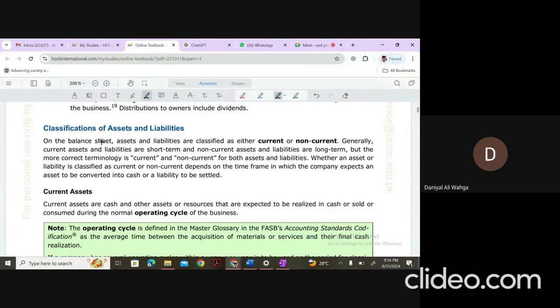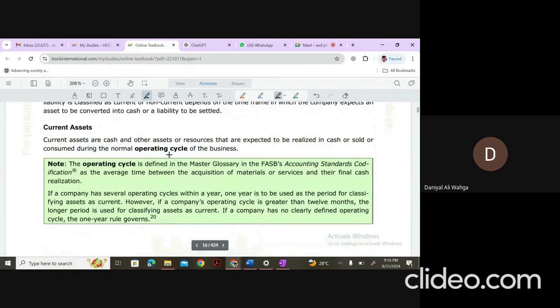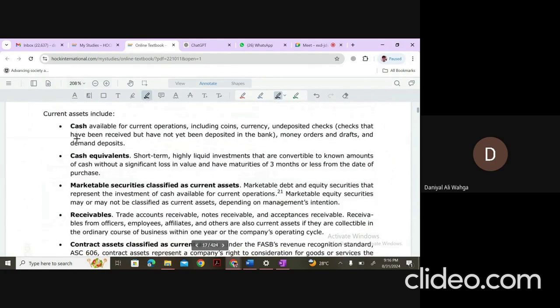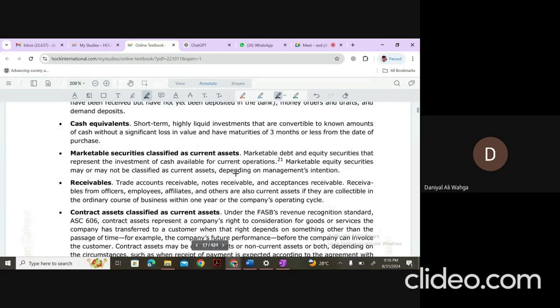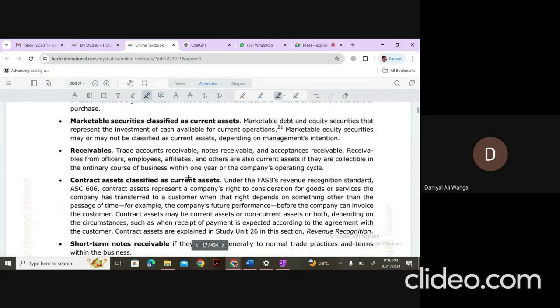The current assets normally include assets which are used for the operating cycle of that company. That includes cash, inventories, receivables, and stock. All of these are basically current assets. Current assets are cash and other assets or resources that are expected to be realized in cash or sold or consumed during the normal operating cycle. This includes cash, cash equivalents, meaning short term, which can be bank balances, demand drafts, marketable securities, and receivables.